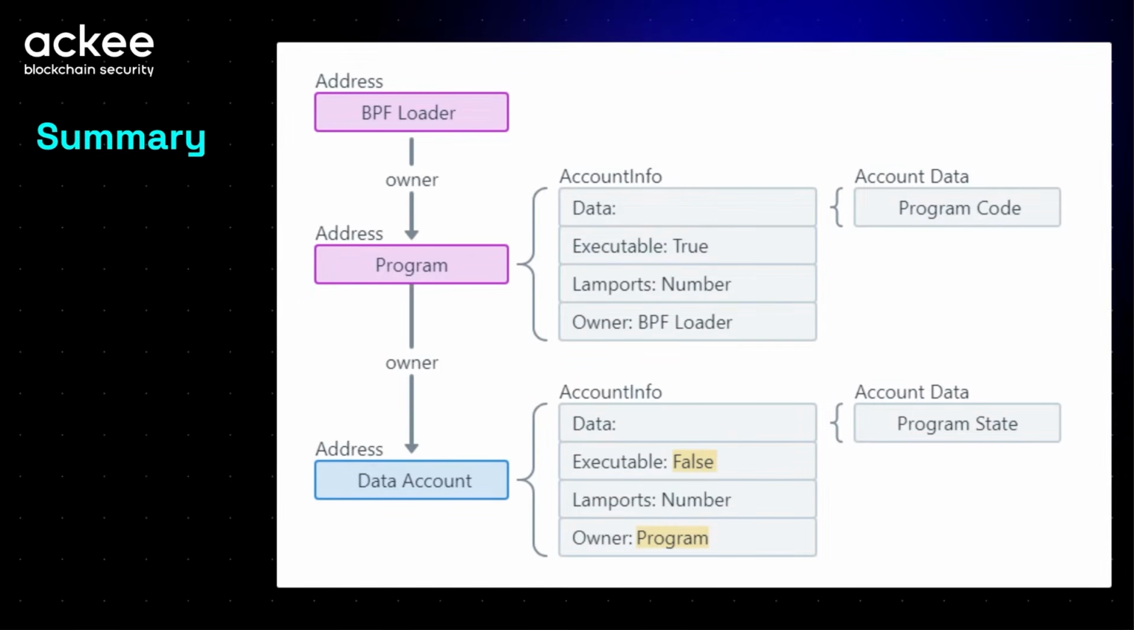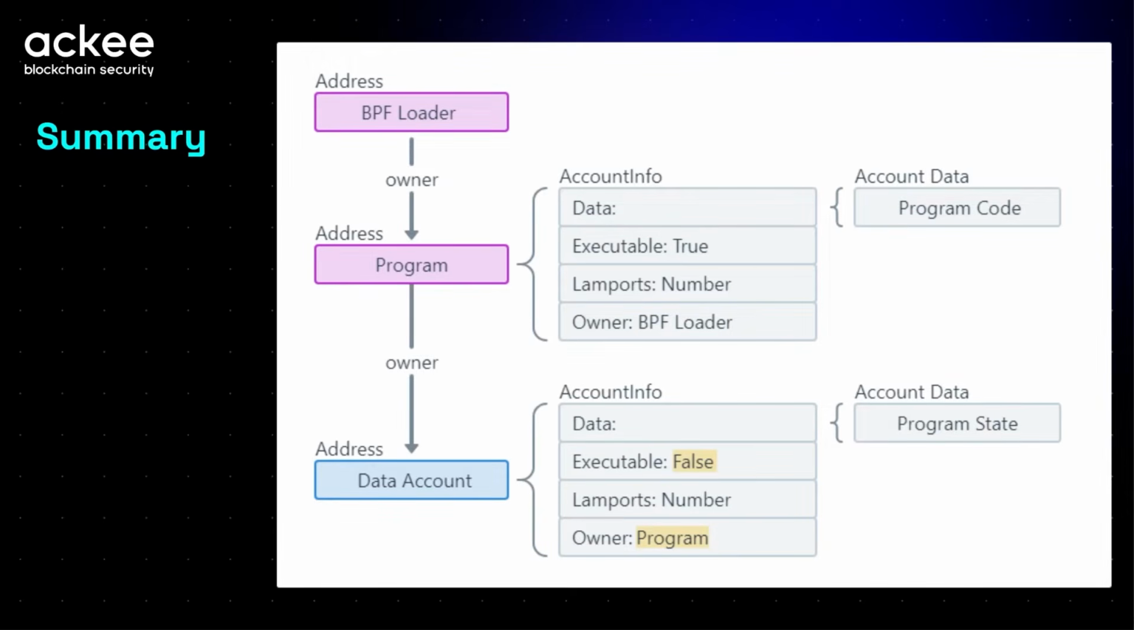So in summary, you can see in the picture, from the left side to the right side, it starts with the BPF loader. As I said, this is the owner of custom programs. So the BPF loader is the owner of the program. This program is actually stored in the account, and you can see that the data of the account consists of the program code. Then you have the executable flag, which is set to true, as this is an executable program. And you have some particular number of lamports here, and you have specified once again the owner, which is the BPF loader program.